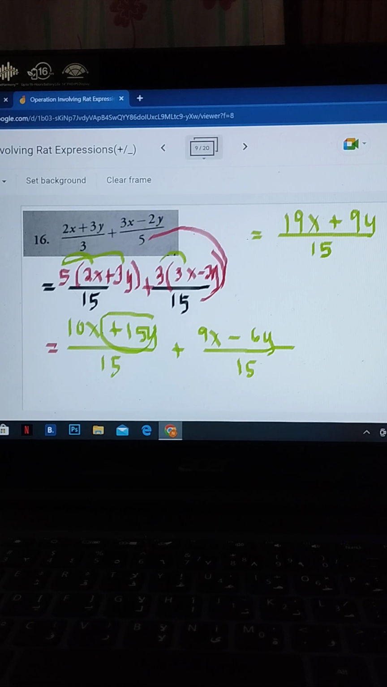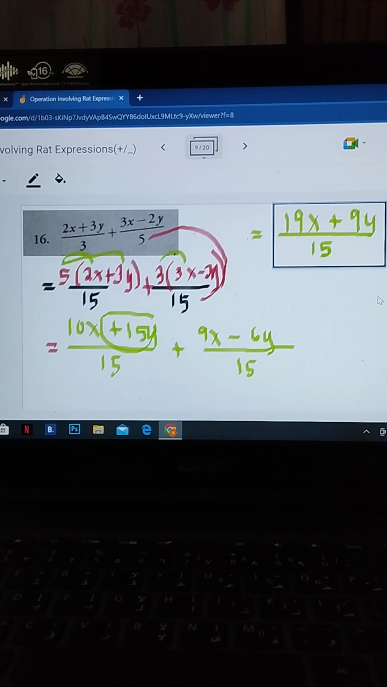Okay, so this is now your final answer: 19x plus 9y over 15.